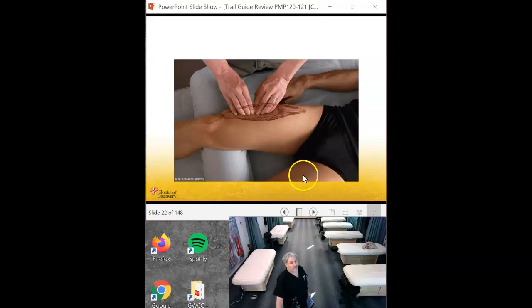Miss Clayton, what muscle is this? That is the vastus lateralis. Is it on the lateral side of the leg? Really? Can you see this guy's lateral side of his leg right now? No.